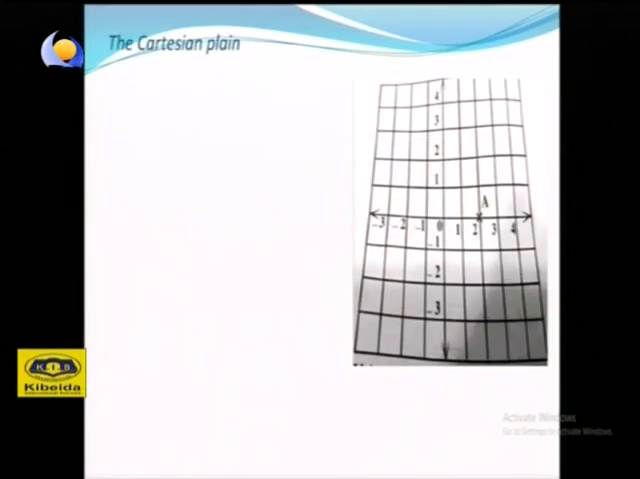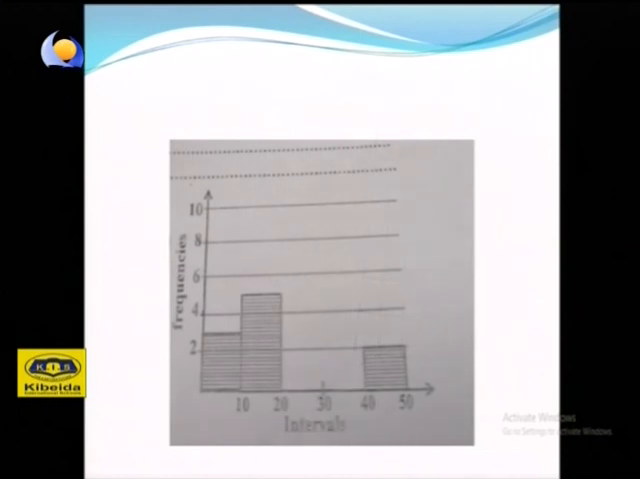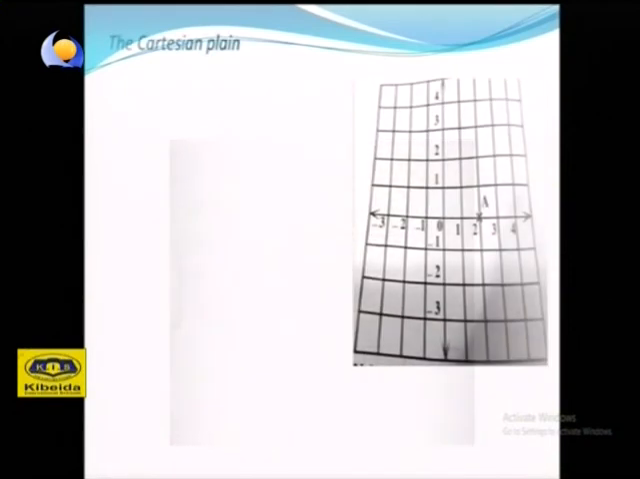We call this graph histogram. Also, what I want you to know about this is that this is a histogram. The one before is the frequency polygon, and the first one was the frequency distribution table.